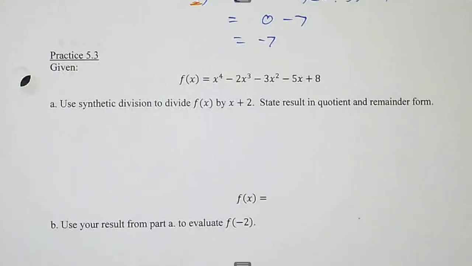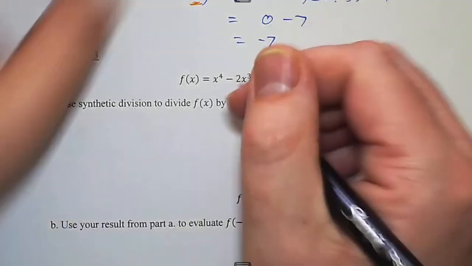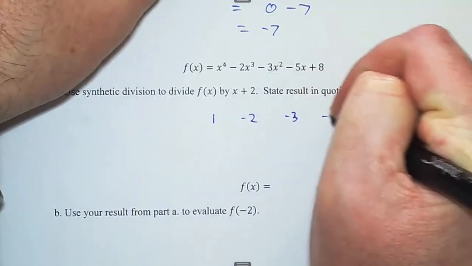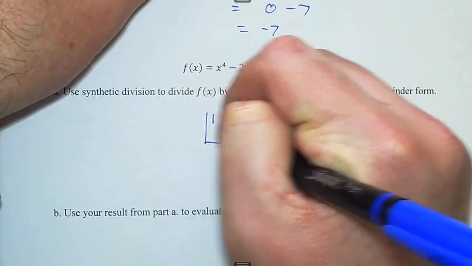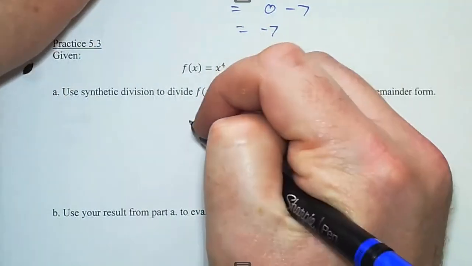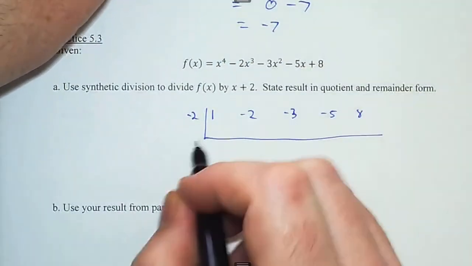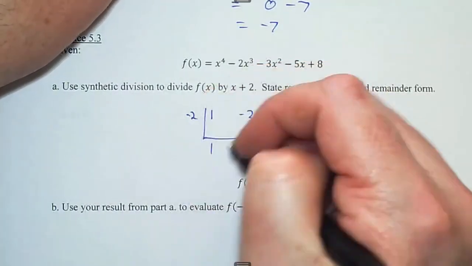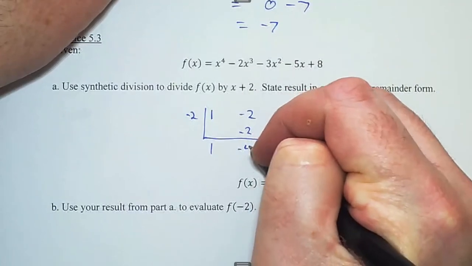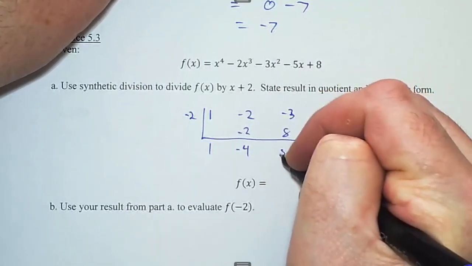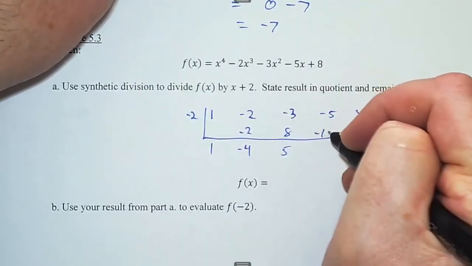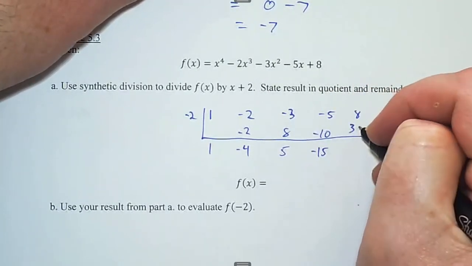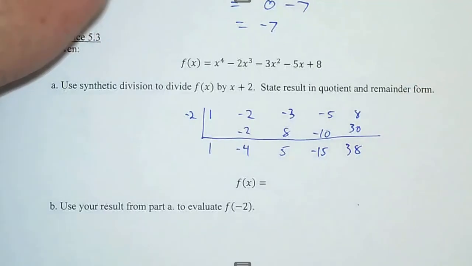Okay, so on this one here, we should use 1, negative 2, negative 3, negative 5, 8. And we're going to be dividing by x plus 2, so we put a negative 2 there. Bring the 1 straight down. Whatever this number is, comes straight down. Negative 2, and then that's a negative 4. 8, and then that's a 5. Negative 10, making that a negative 15, and then making this a 30, and then making that a 38. Did I do my math right?